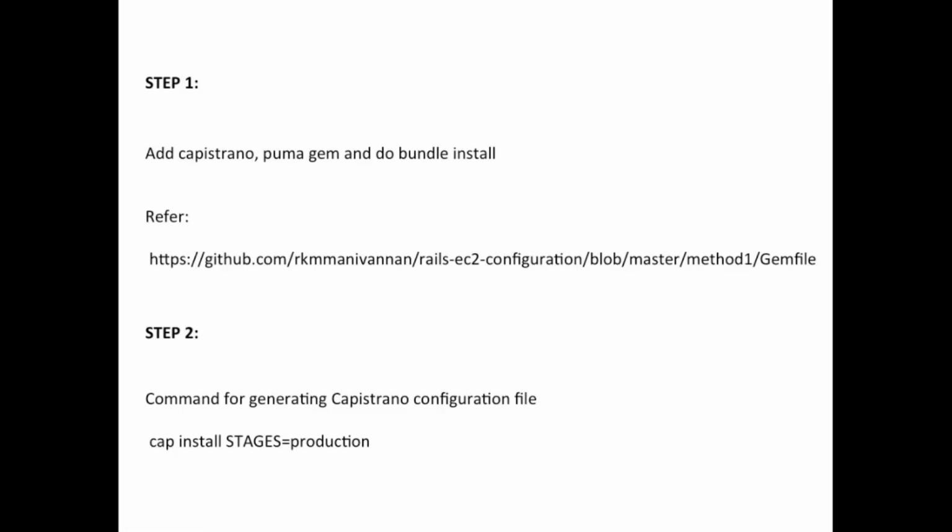Once you install your Capistrano gem, we need to create a configuration file. No need to create your Capistrano configuration file manually. This is the command: cap install STAGES=production. Right now I want only the production stage, so that's what I am adding. If you want staging, you can add staging also.